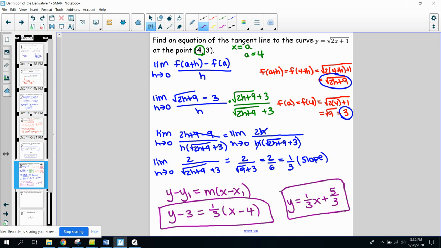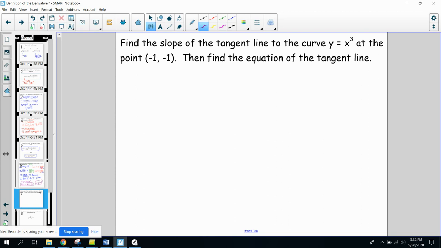Sometimes it's useful to solve for y because they're going to ask for a second piece to this where you'll need to plug something in. So being able to solve for y is important, but you should all know how to do that. So there we go. All right, we're going to do one more.